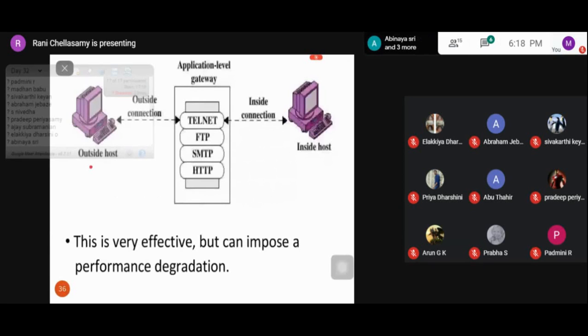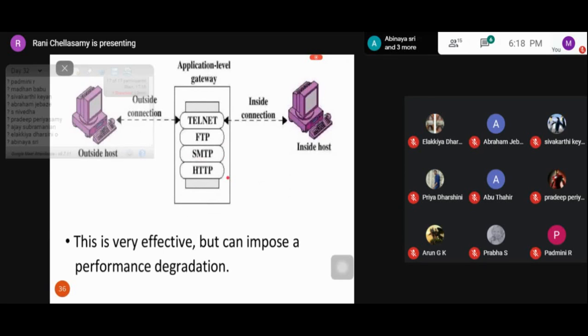So, what are the protocols used in this application layer? Telnet, that's remote login, and FTP, file transfer protocol, SMTP, simple mail transfer protocol, and HTTP, hypertext transfer protocol. So these are the protocols used at the application layer.